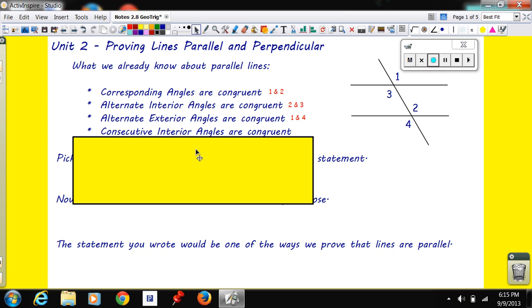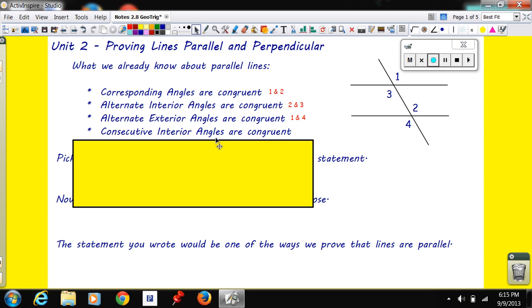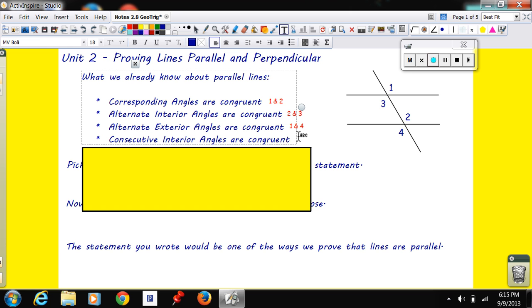The last set we talked about was consecutive interior angles. And I made a mistake there. They're not congruent. Consecutive interior angles are supplementary. I think I caught that. Okay, so they're supplementary. That means that they're going to add up to 180.